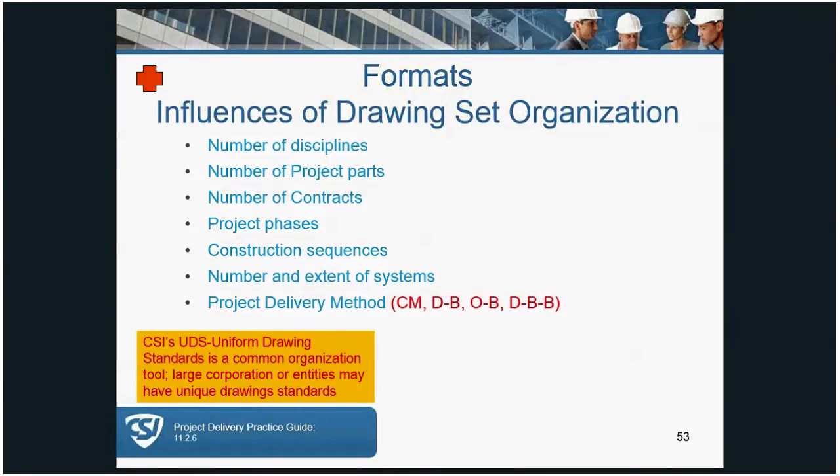There are a number of influences on the organization of the drawings. Note that the project phases, sequence of construction, and project delivery method may impact the organization of the drawings. Project delivery method will also dictate the cost of the work that the AE will incur when developing the set of drawings, especially if the drawings are issued in multiple bid packs in a fast-track model used in design-build or construction management. It's important to be familiar with the term UDS, or Uniform Drawing System, from CSI.